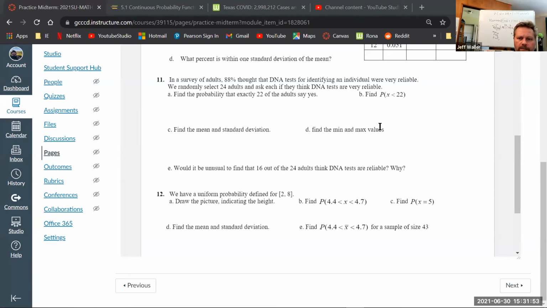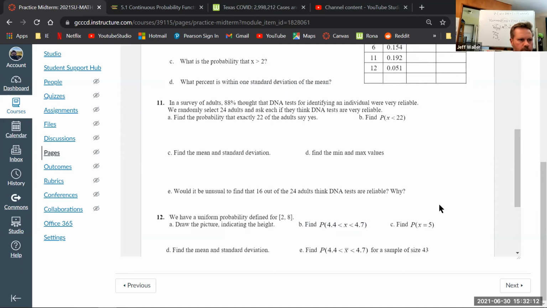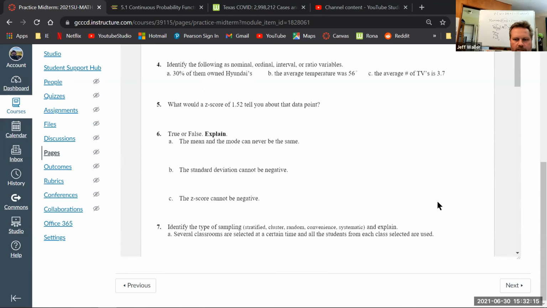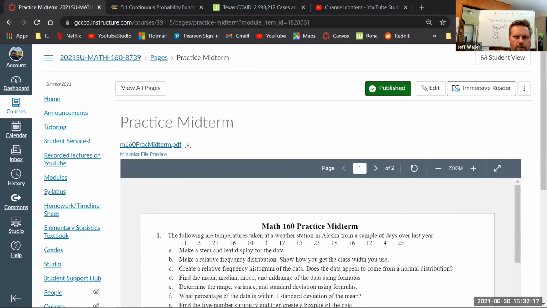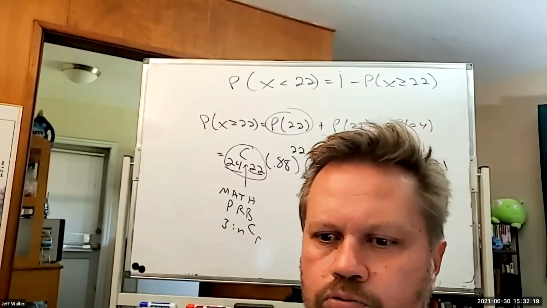Oh, and by the way, I said this earlier, but not everybody was here yet. Do not worry about 12E. That's a rogue problem that snuck on here. It's related to chapter 7. Do not worry about 12E if you're looking at this practice midterm.